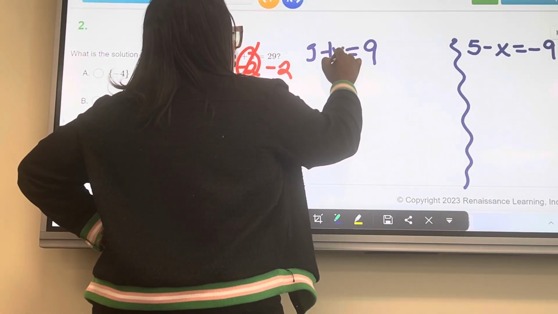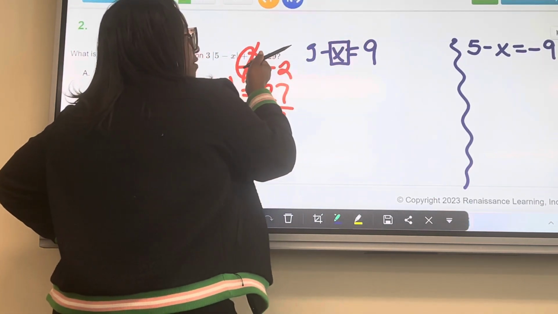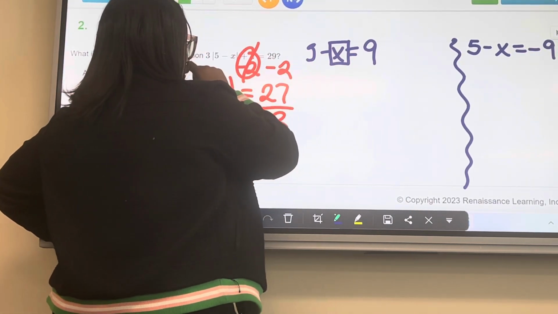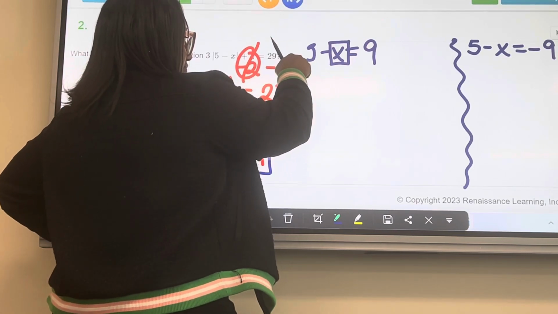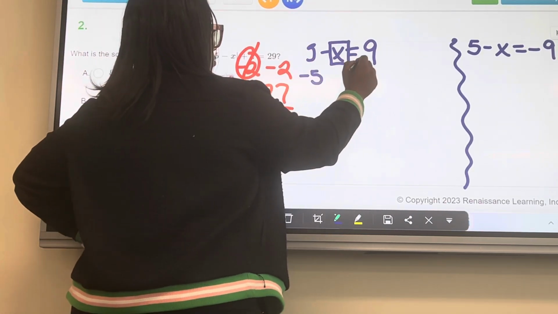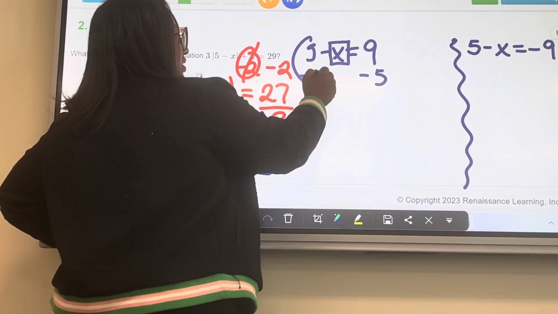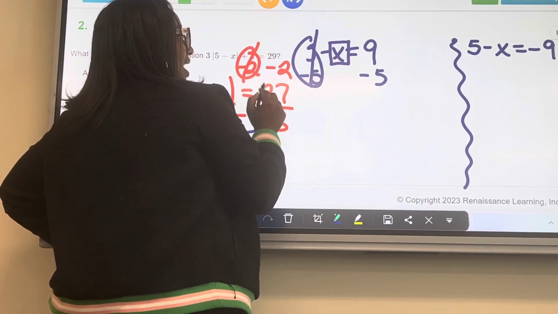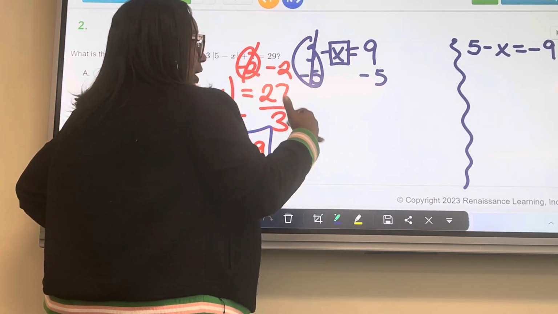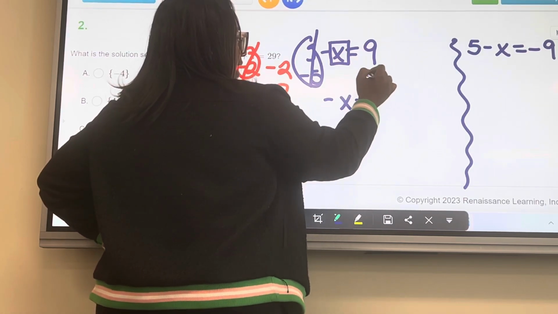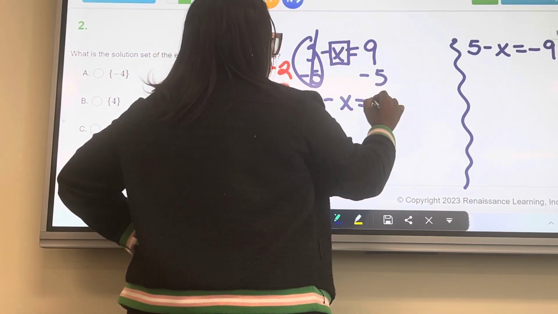We're solving for x. I put my box around the x. First things first, I move this positive 5 out here. How do I move positive 5? The inverse of positive 5 is negative 5 or minus 5. 5 minus 5 is a 0 pair. It cancels. And now I have to be precise about what I write. I'm left with minus x equals 9 minus 5, which is 4.